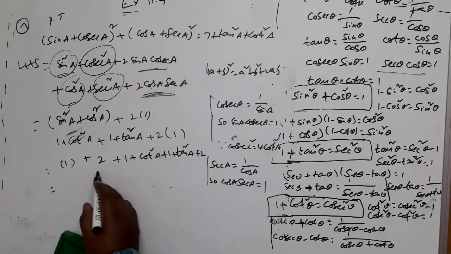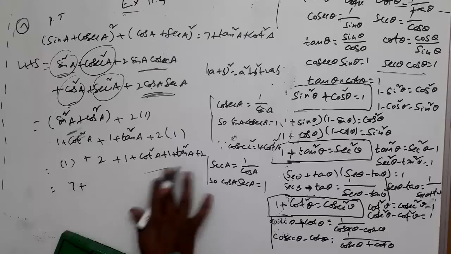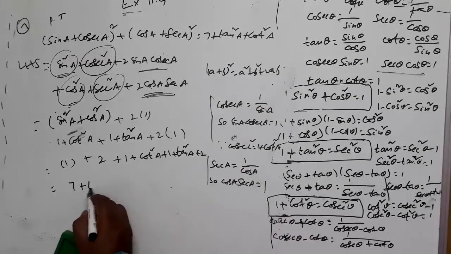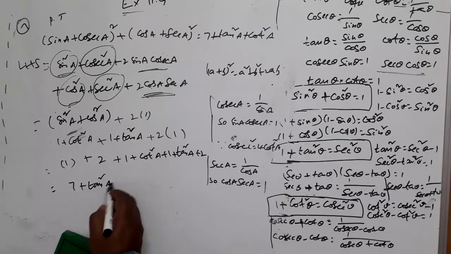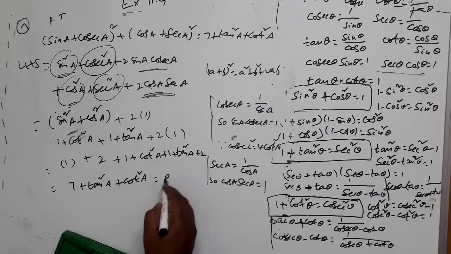1 plus 2 is 3, plus 1 is 4, plus 1 is 5, plus 2 is 7, plus, of course, tan square a is there, cot square a is there. I am writing them like that. Tan square a plus cot square a. This is our right hand side part.